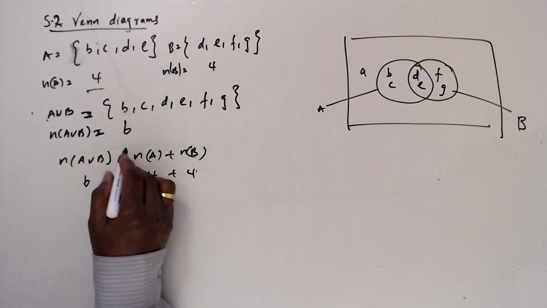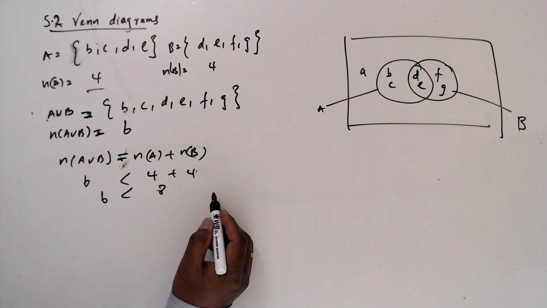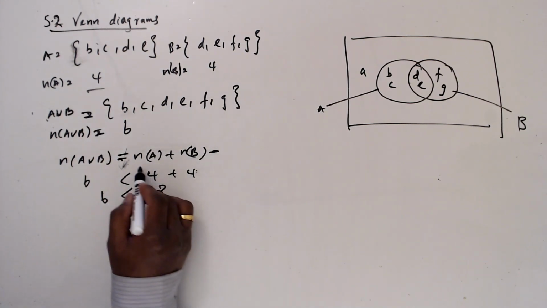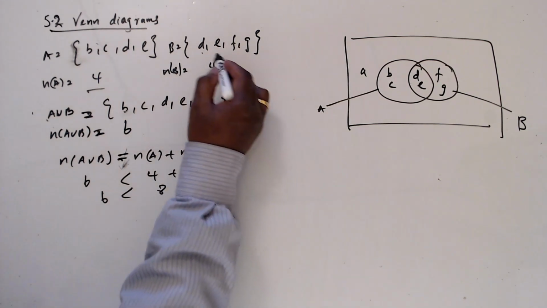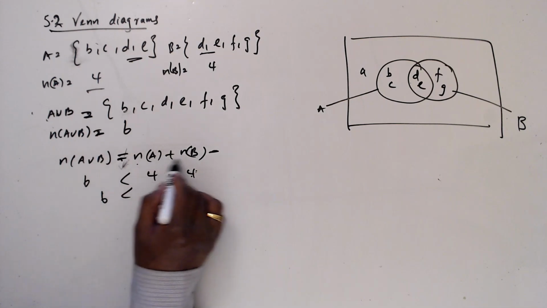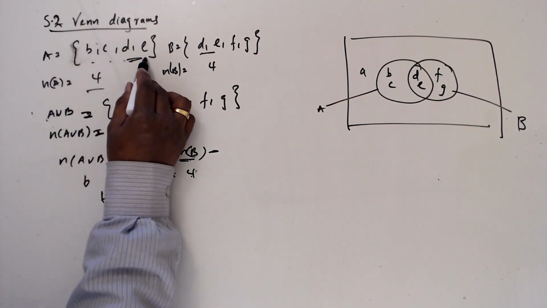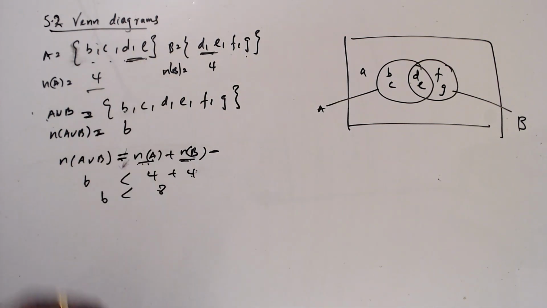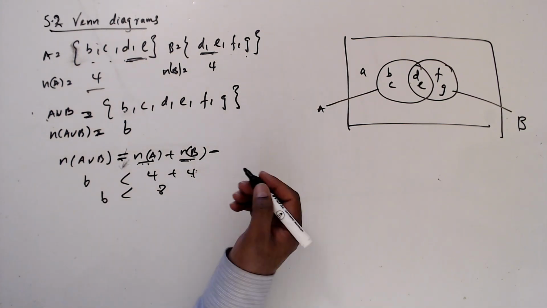So if I want to make these equal, what do I need to do? I want to subtract, because when I add these two, I made a mistake by adding D and E two times. A is A, B, C, D, E, and B is D, E, F, G. So D, E are counted 2 times. That's why this is 6 and this is 8, 2 more. Then I have to take this D, E out.